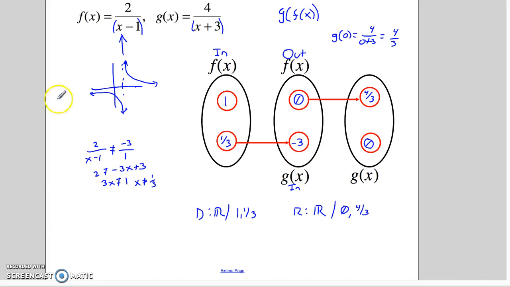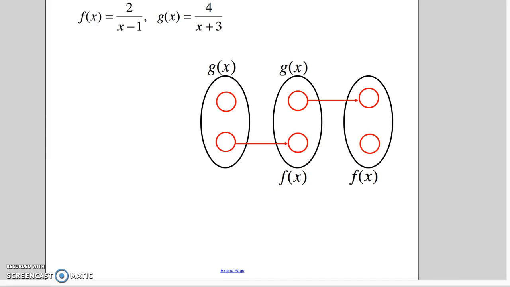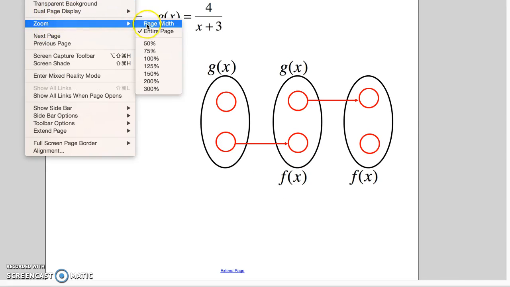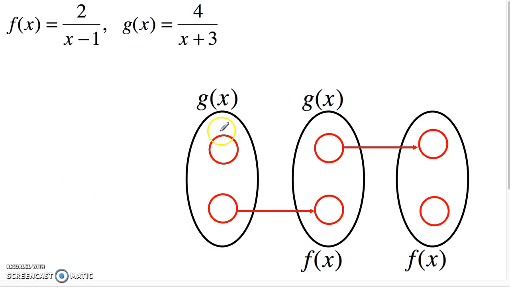So let's take a look at the same two functions, but we'll reverse the composition. The work is going to be very much the same, but we'll get some slightly different answers. So now notice I have g of x for this first oval. That means that we're starting with g of x, finishing with f of g of x. So now we're talking about the composition f of g of x. Right, so g of x is now our inside function, and f of x has moved to the outside.